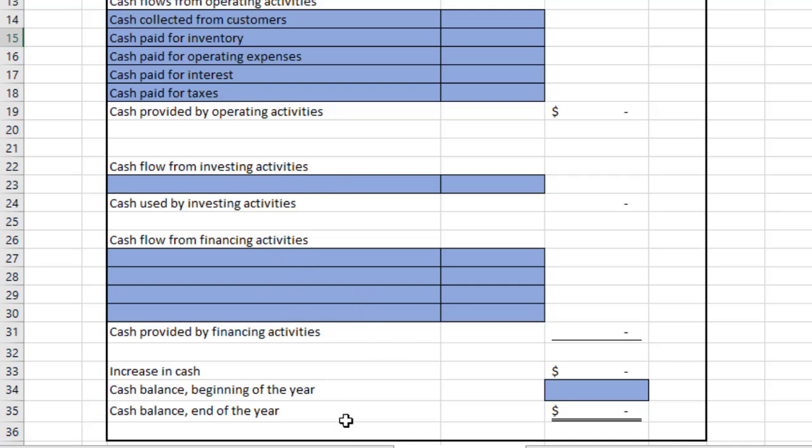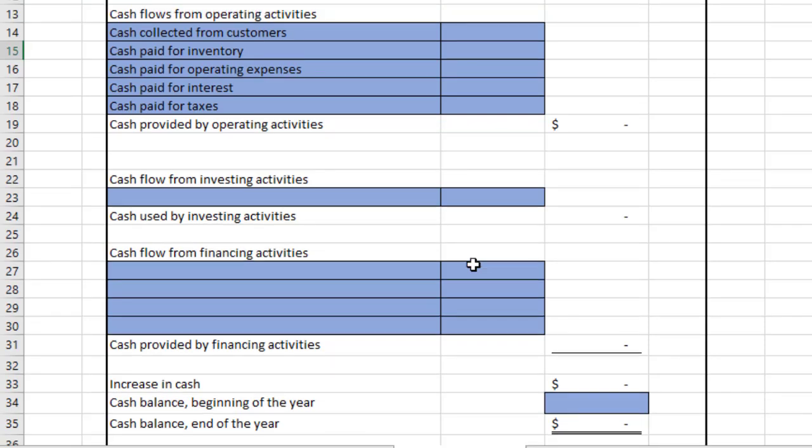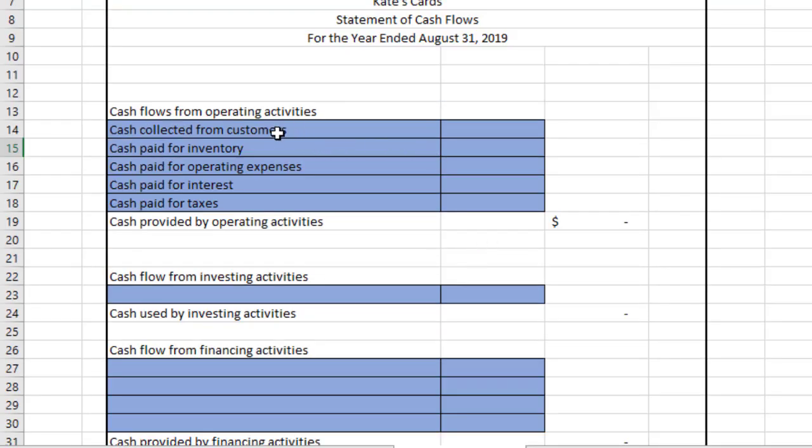So once you do Part A, the investing and finance activities will be exactly the same. However, your cash collections from customers, and all this stuff here, the only difference between the direct and indirect method is the operating part, the operating activities part. So what does direct method mean?